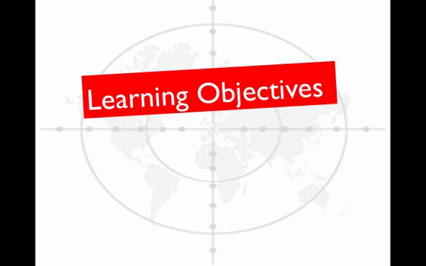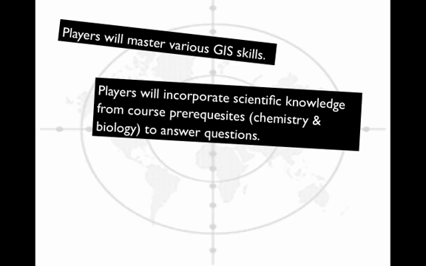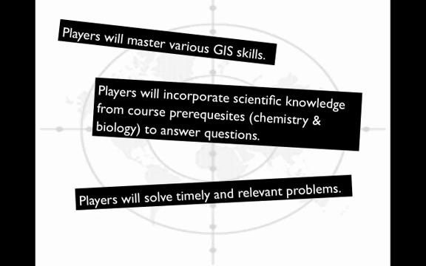Now, this will accomplish the following learning objectives in the GIS class. Players will master various GIS skills. They're going to incorporate scientific knowledge from course prerequisites to answer questions, and they'll solve timely and relevant problems and be able to incorporate an element of mastery learning by going back to increase their point total.